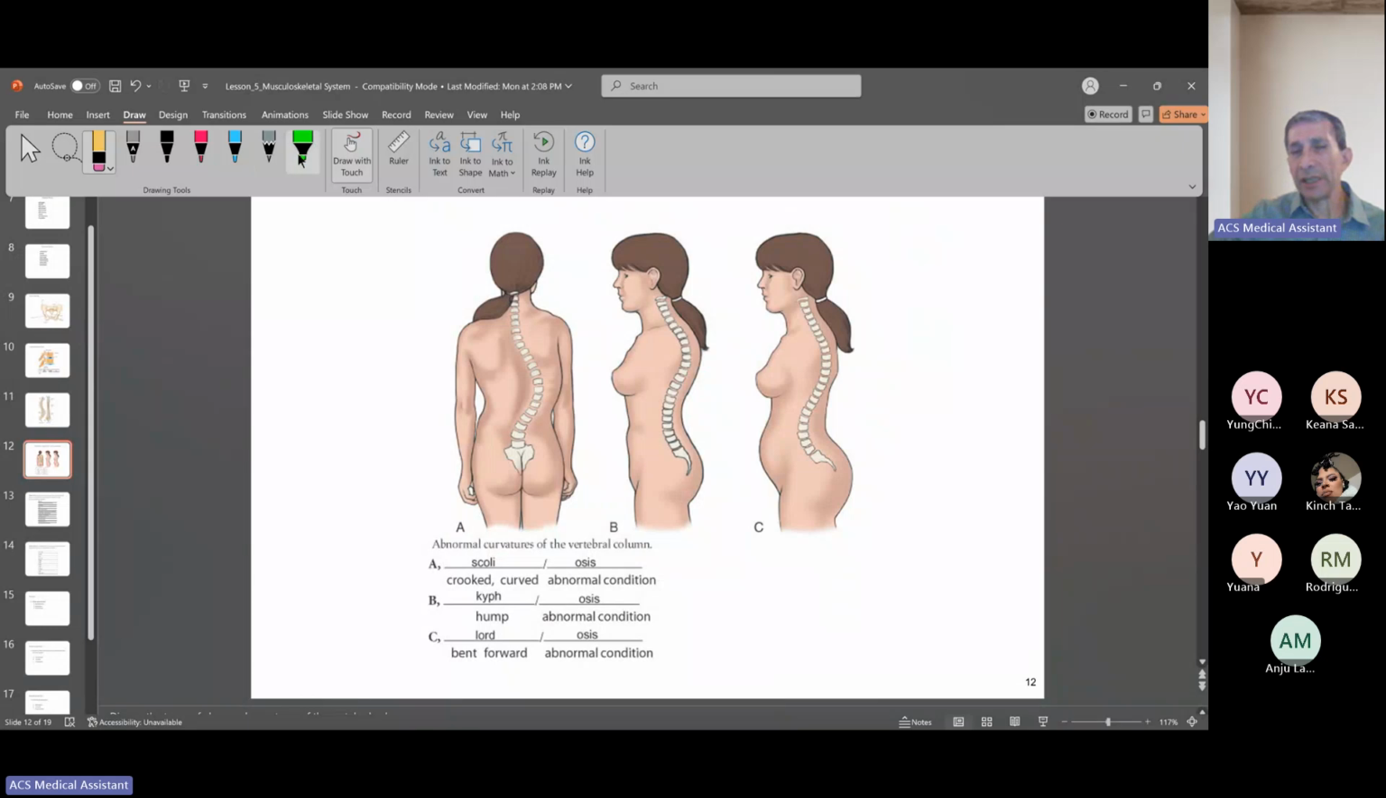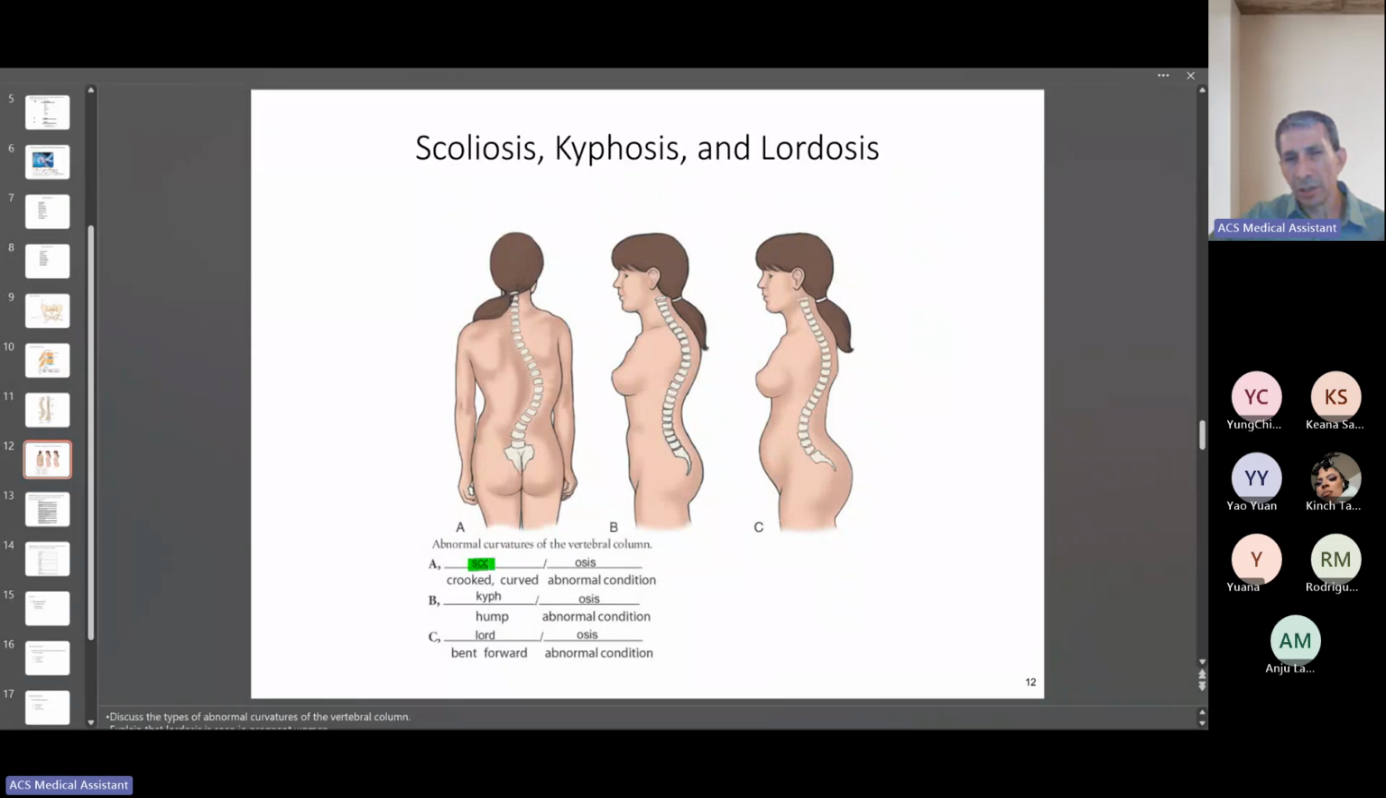So here we have again the definitions. Scoliosis. It says curve, we're not talking about a politician, we're talking about a curve. It's an abnormal condition of an abnormal curvature of the spine. Kyphosis, an abnormal condition, a hump. Kyph is a hump, but where? The thoracic area.